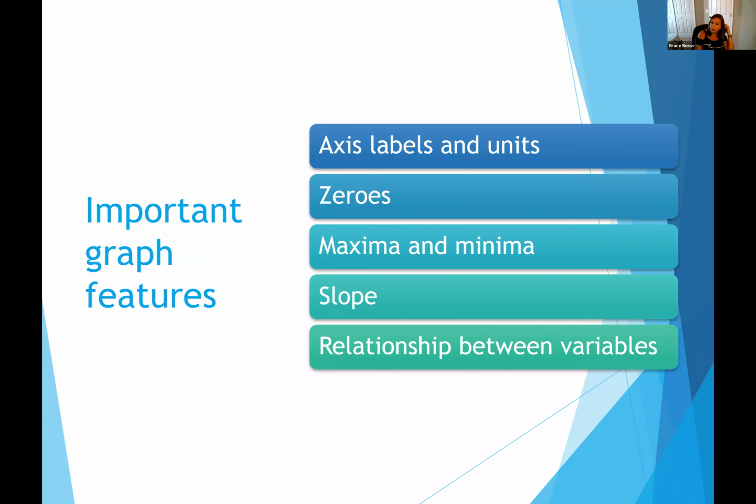This video is going to help you identify some important features on graphs. The things we're going to talk about are identifying the labels for the axes of the graph and the units of the things that are being graphed, the zeros, the maxima and minima, the slope, and then identifying the relationship between the variables. These are the main things that I want you to be able to identify when you're looking at a graph.